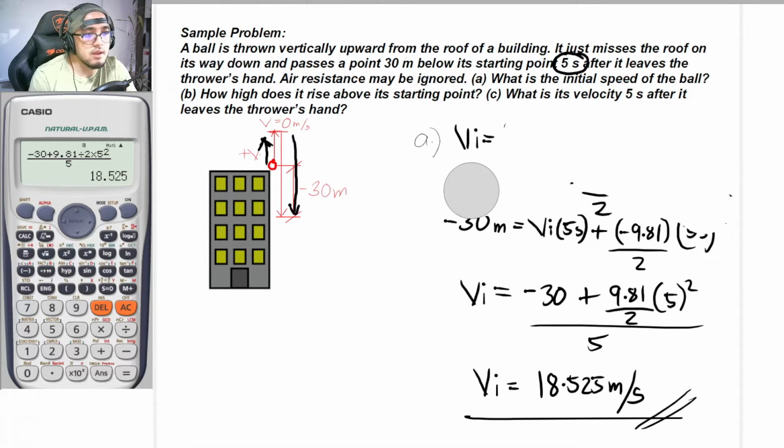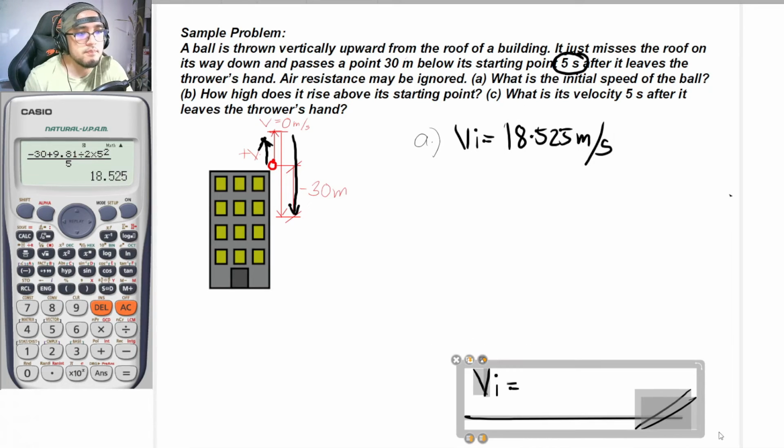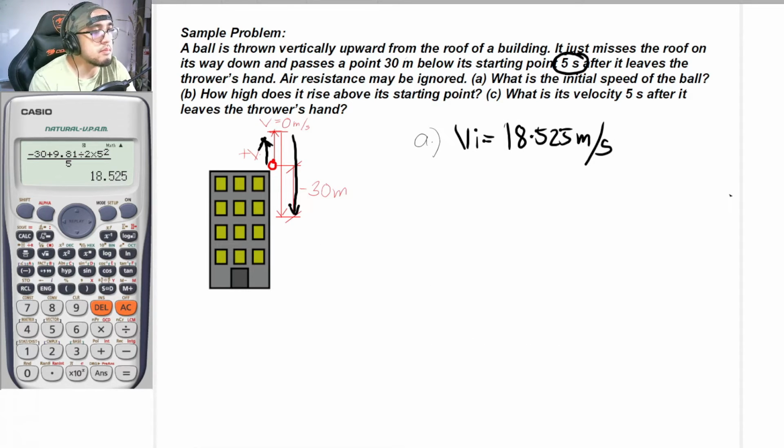So that is for our letter A. Once again, our answer here is 18.525 meters per second. So what about letter B? For letter B, how high does it rise above its starting point? So we would now be having this particular distance here, from this point up until this point. How high does it rise above its starting point?